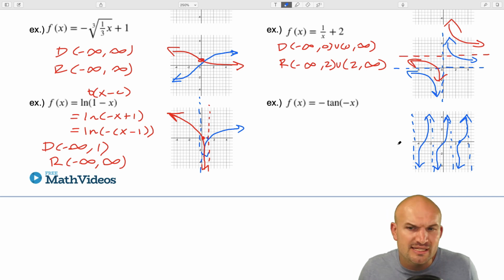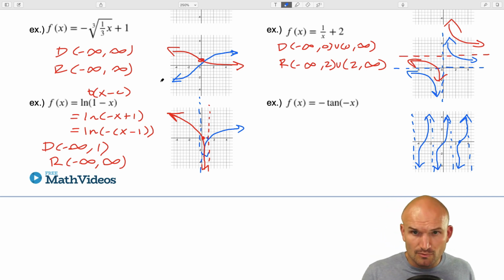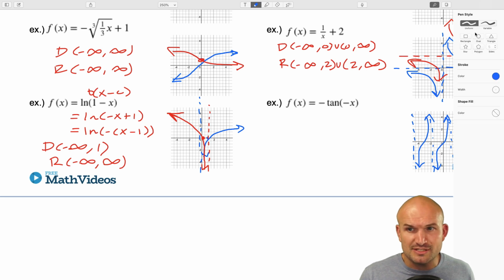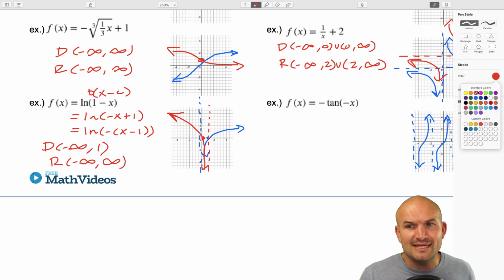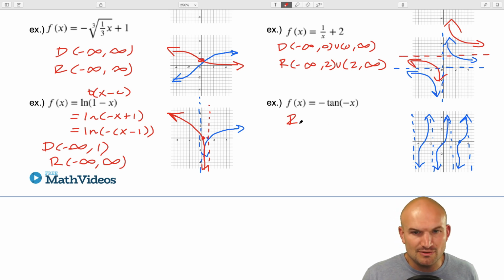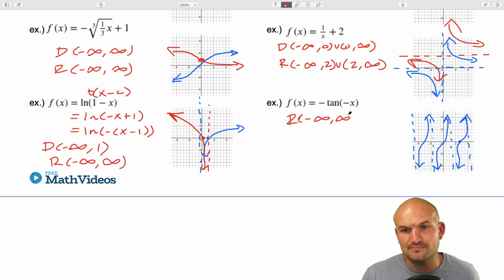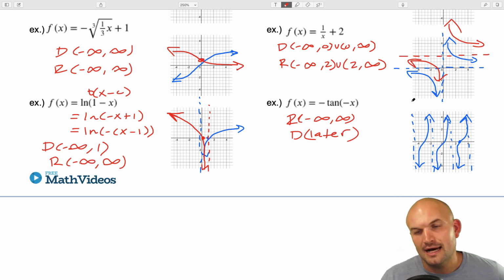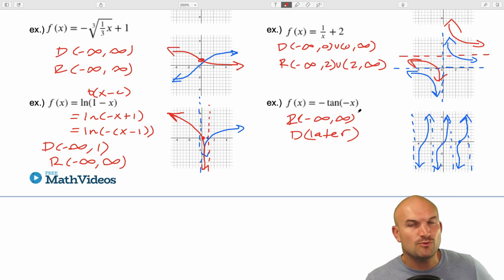But what we're going to do in this case is look at what the transformations are. Now, the domain here, I'm not going to worry about, just because that's something we'll talk about later. The range is going to be from negative infinity to infinity. All right. And we'll talk about the domain later. Not concerned about that at this point. But the main thing is, what about this new graph?